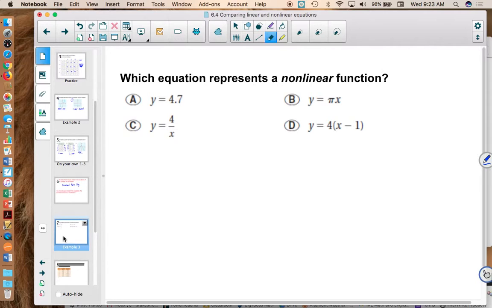Are you sure? Does that number change? Could it? Which equation is non-linear?